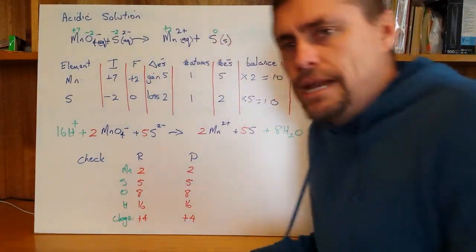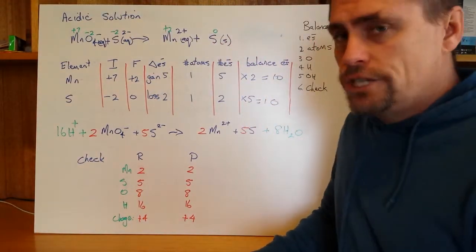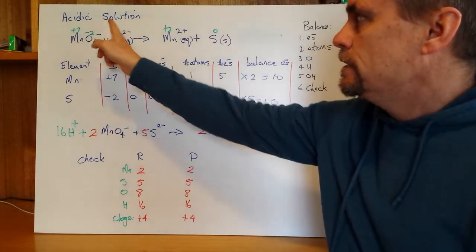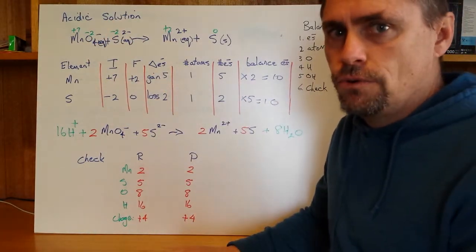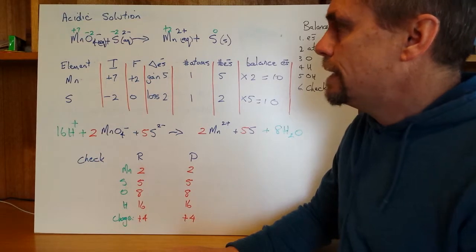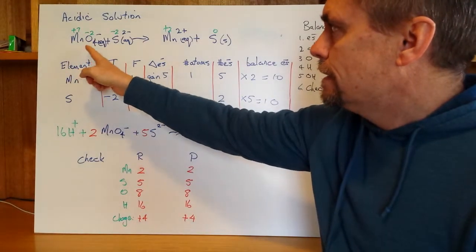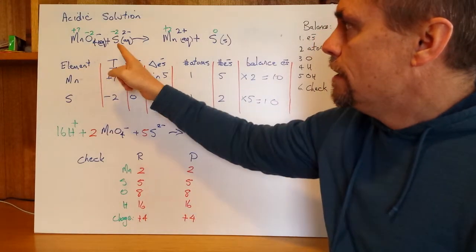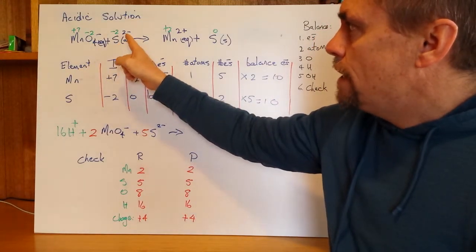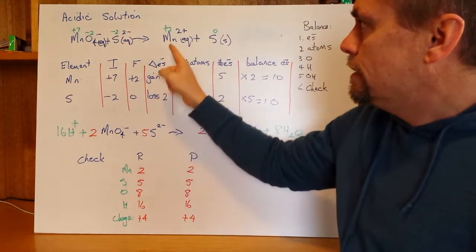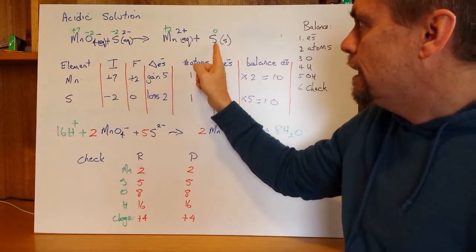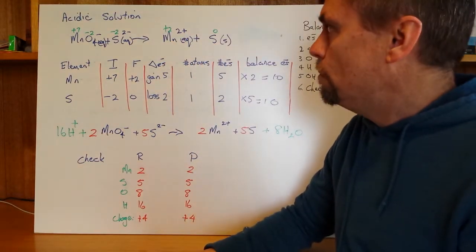Okay, let's look at balancing redox reactions using change in oxidation state for acidic solutions. As we said before, the first step is to establish our change in oxidation number. So we've got permanganate ion reacting with a sulfide ion, S2-, to give us manganese 2+ and sulfur in its elemental form.